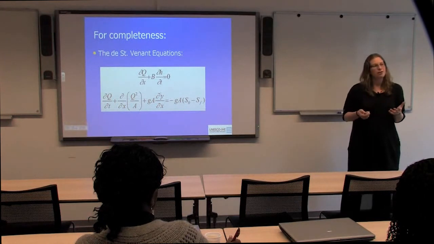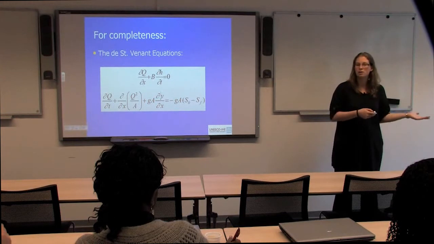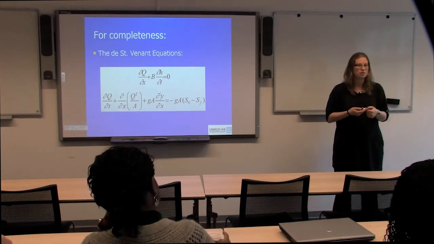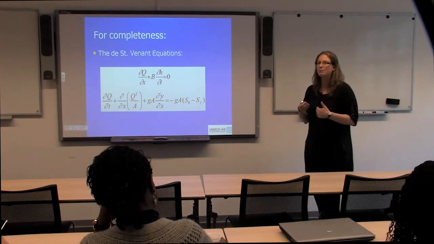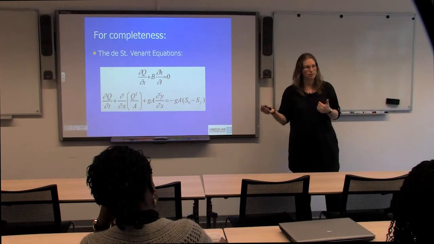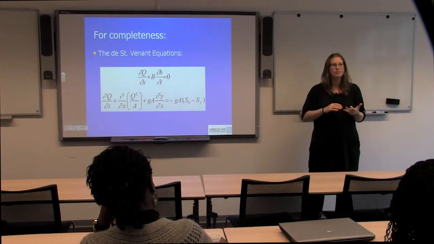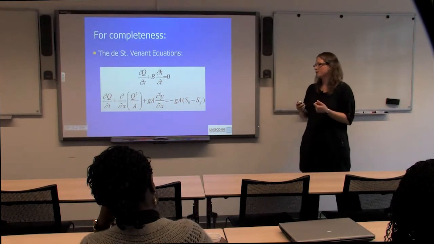And because they're partial differential equations, we use a numerical model. A numerical model uses numerical approximations to calculate the water surface slope at any particular point in a channel. So water surface slope, water surface, so depth, and velocity at any cross-section in a channel.